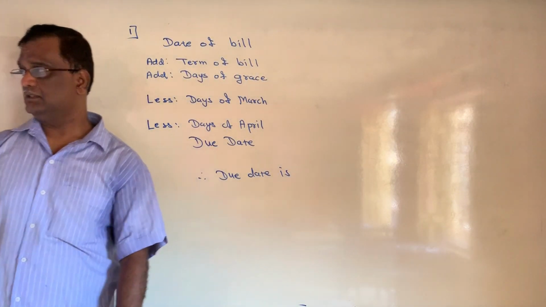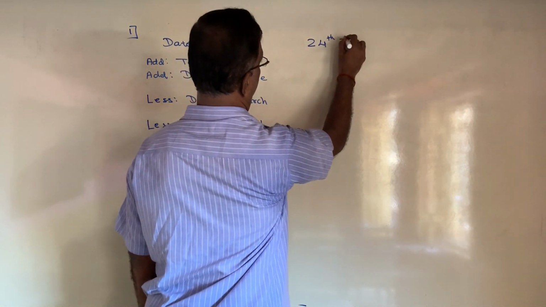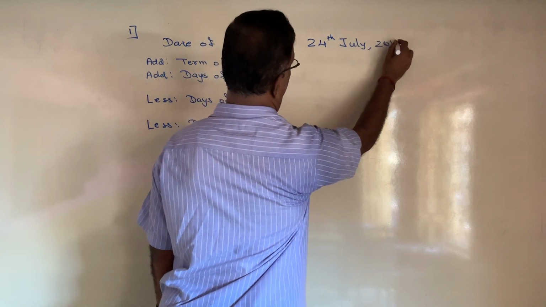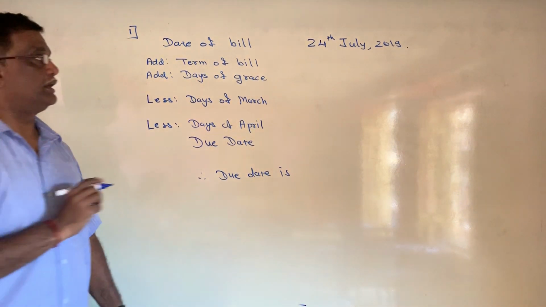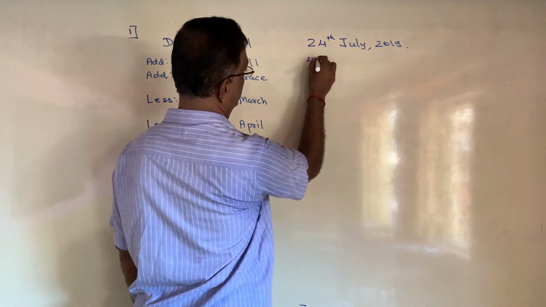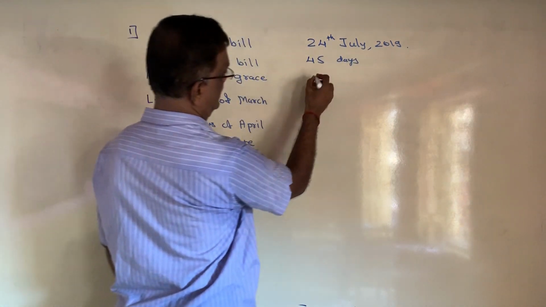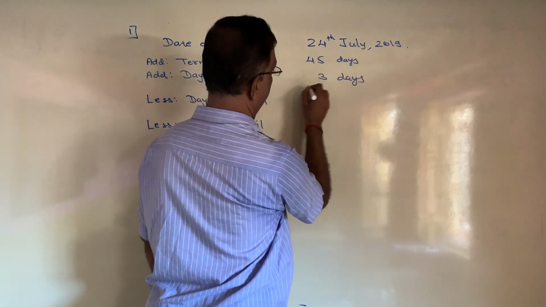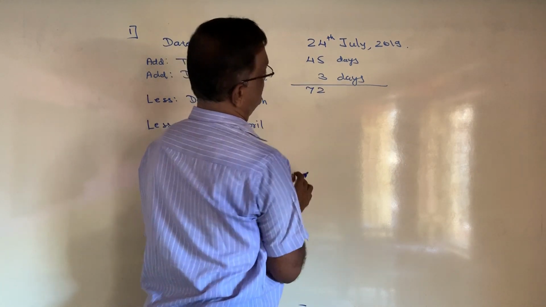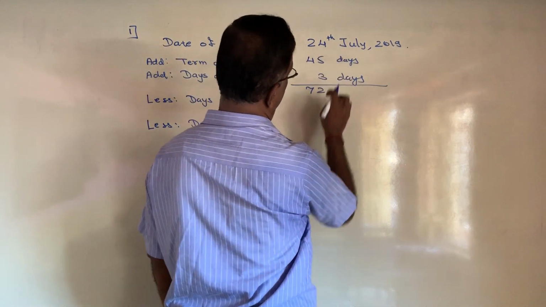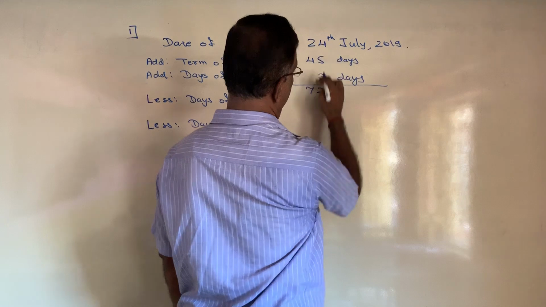Now second sum, see carefully. The date of bill was given as 24th July 2019. This was the date of bill given and the days are given 45. So the term of the bill, that is the period of the bill, is 45 days. So to this 45 days, add 3 extra days again. As usual you have to add. Total how much you get? 9 plus 3 is 12. 72 is the total of all these 3 figures.